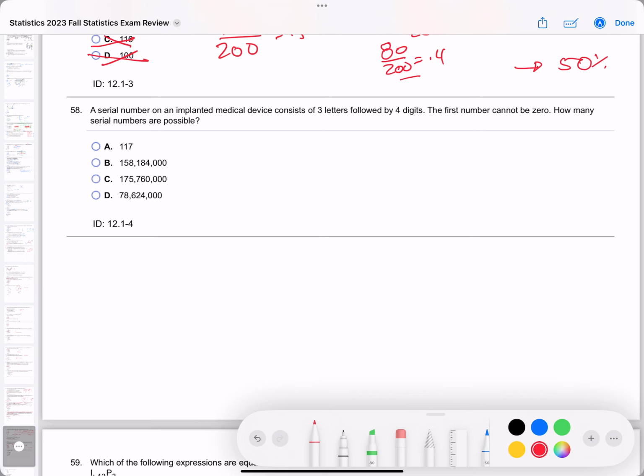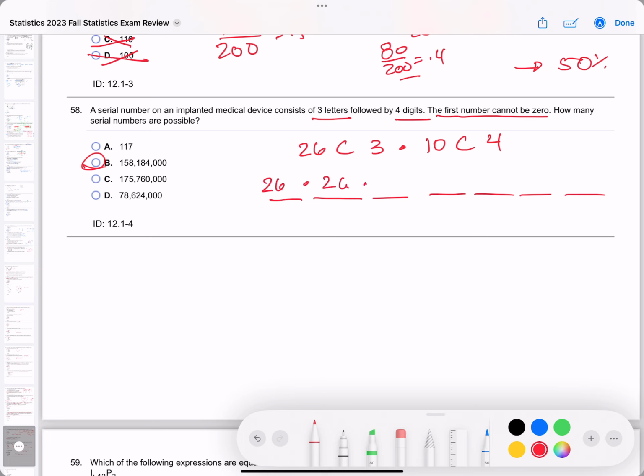The serial number on the car, 58, is this one here, and we have 3 letters and 4 digits. So I have 26 letters in the alphabet, choosing 3, times 10 digits to choose from, 4. But then it says here the first number can't be 0. So I can do it like this, 1, 2, 3, 4. Let me just do that out because I think it'll make it easier to follow. So this is 26 times 26 times 26 combinations, but then this can't be 0, so that's times 9 times 10 times 10 times 10, because all the other ones can be 0. And that's what you get.